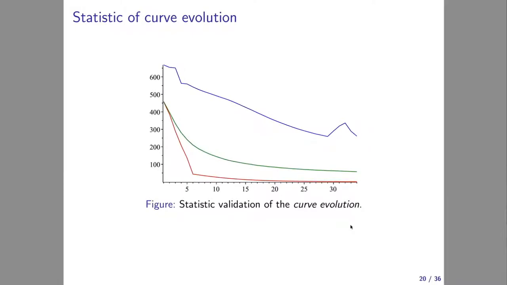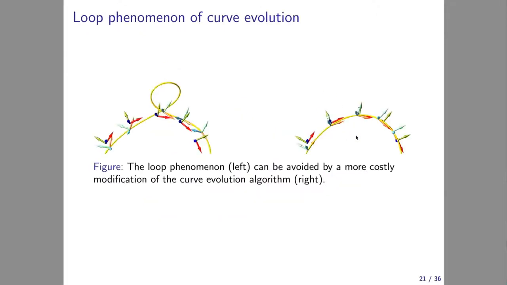One can see this cost function was decreasing monotonically, but here there might be a jump in the cost function because we found this loop phenomenon. Because the cubic motion is a closed curve, and here might be a loop, but in the target poses, there's no loop. So we have to go back to the beginning for this curve evolution.